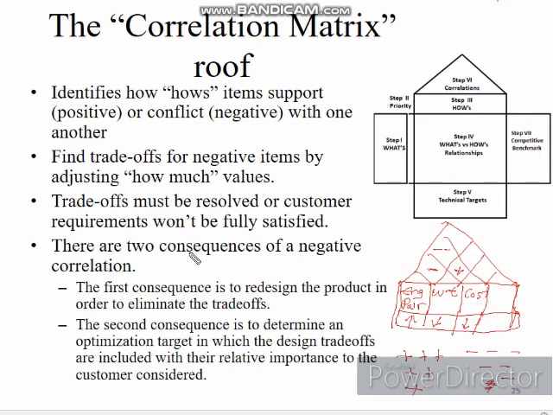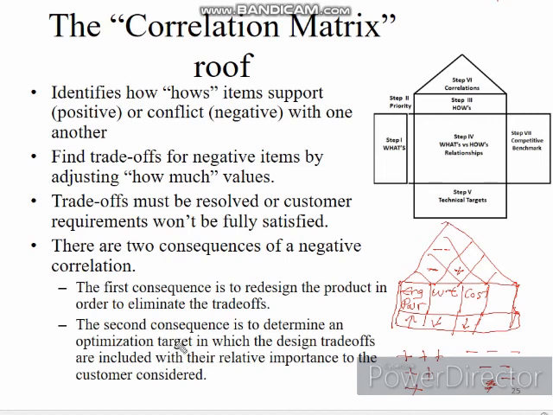So there are two consequences of negative correlation. The first consequence is to redesign the product in order to limit the trade-off. So if the negative correlation is too huge, the impact is too much, then maybe you want to look at redesigning the product. So design parameters need to change somehow. The second consequence is to determine the optimization target, in which the design trade-offs are included with their relative importance to the customer considered. So the other way to do it, rather than redesigning the whole thing with new design parameters, is that you can find a trade-off.